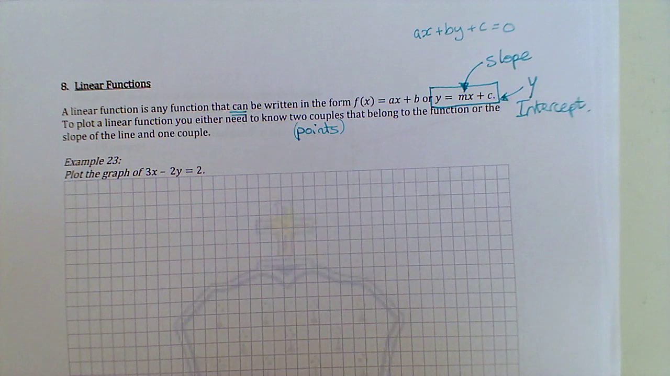Generally, I find it's easier to do it by the 2 points, because people can get a bit confused about rise over run and whether it's a positive or a negative slope, but either way, you can plot it if you have either of those pieces of information.